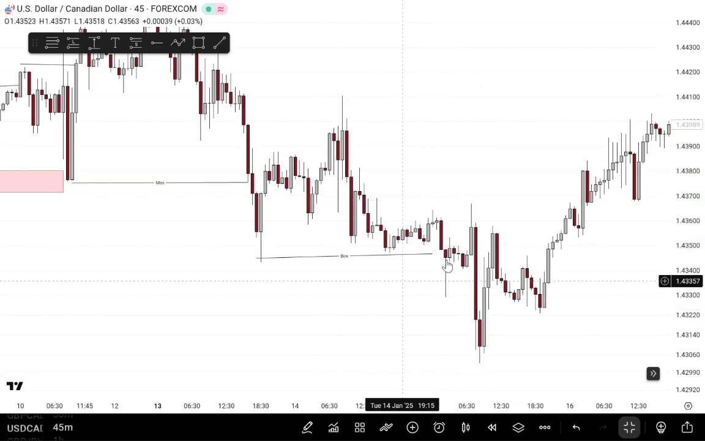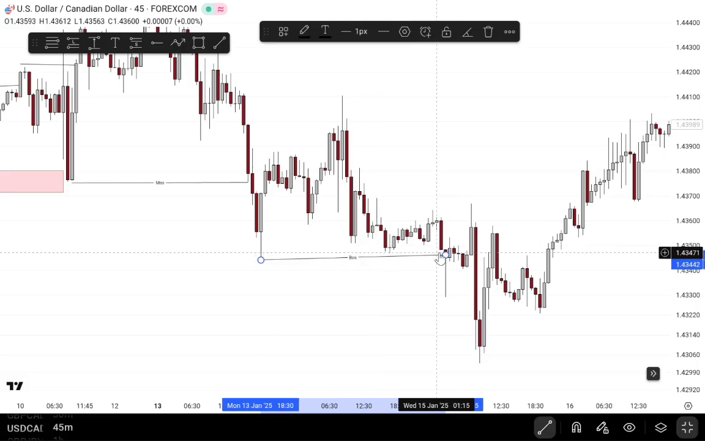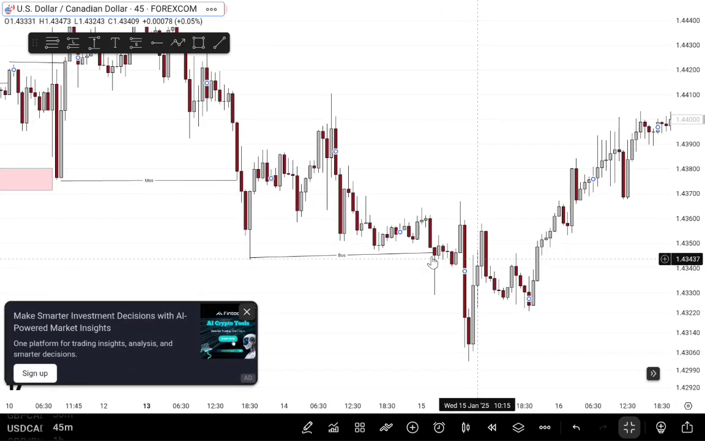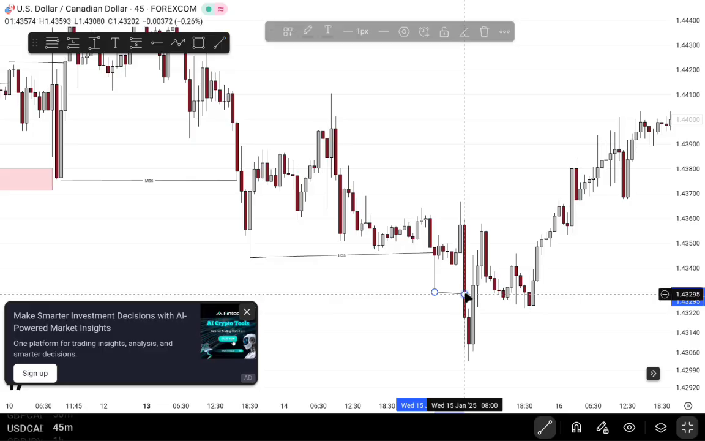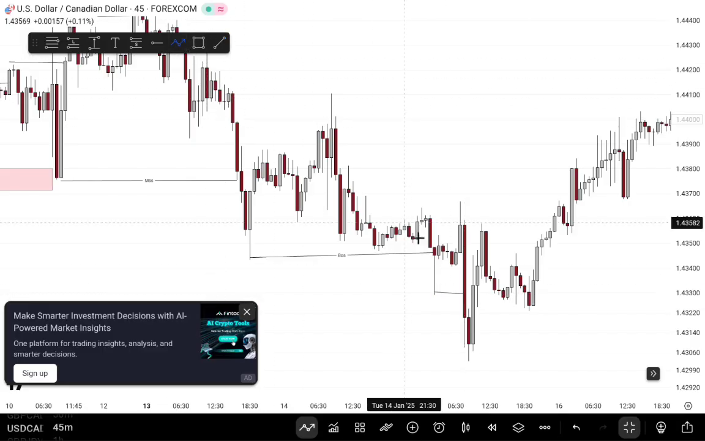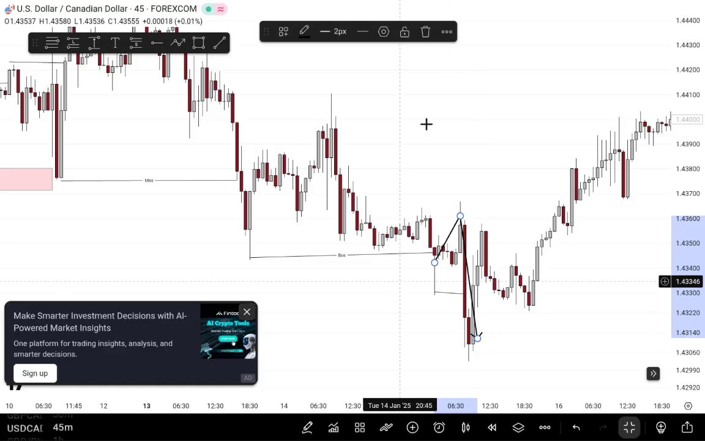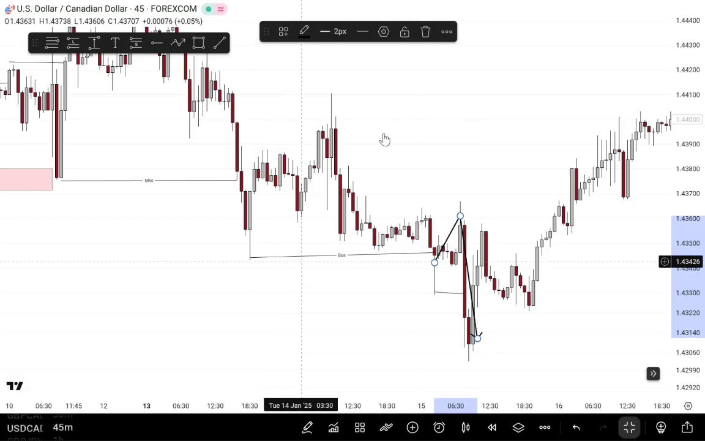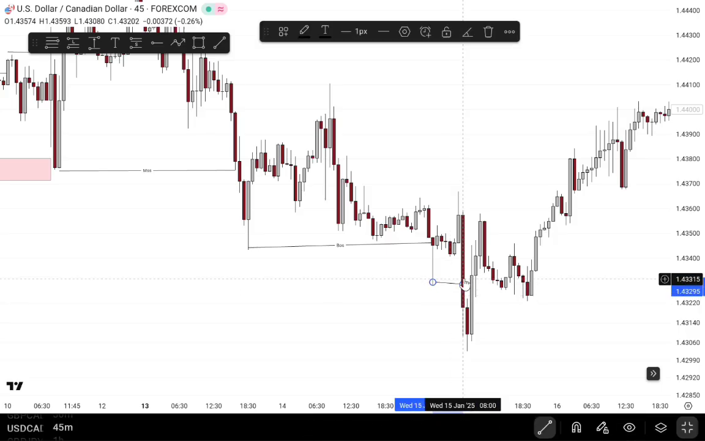Not a weak rejection, please. I cannot mark the structure with a weak rejection. That is not a break of structure to me. Please note that. All right, so we also have another break to the downside. You can see price gives us some impulsive move before breaking to the downside. All right, that is a break of structure. Let's mark it out, the break of structure.